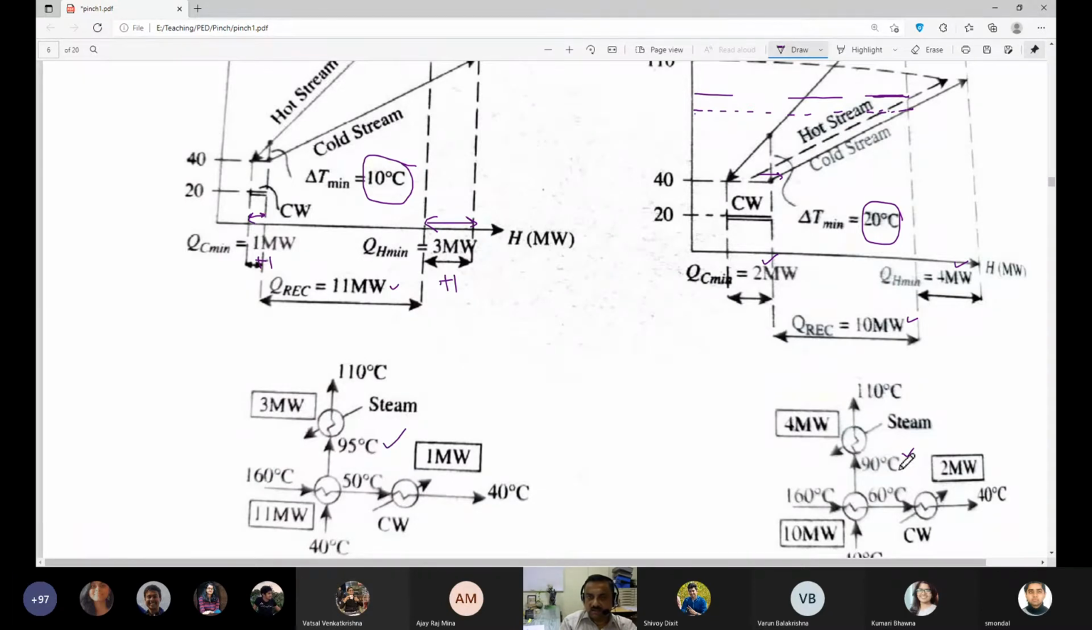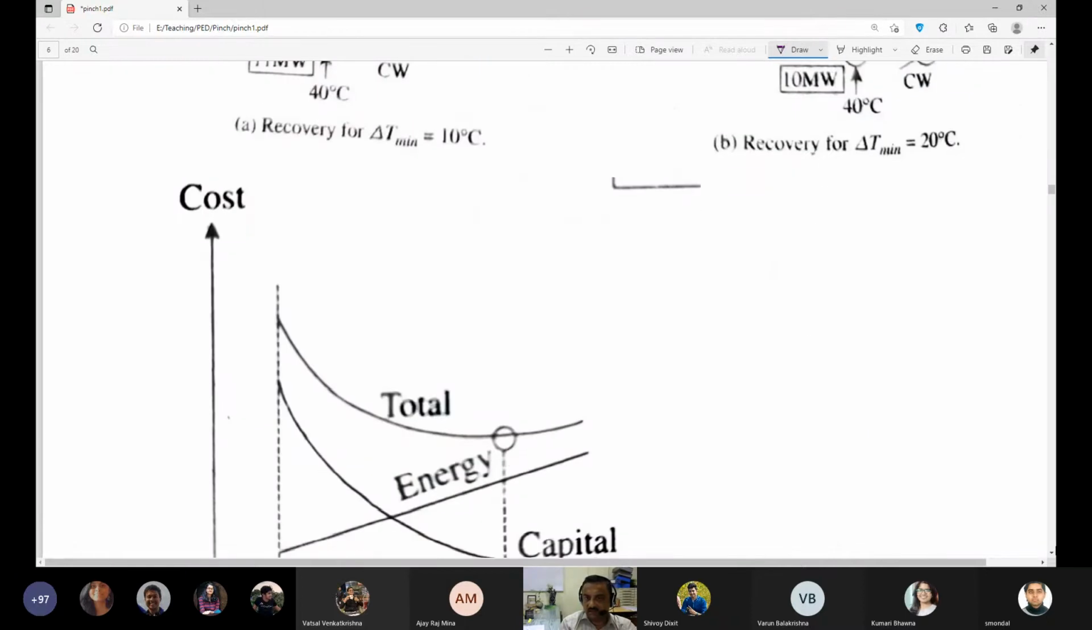Okay. And similarly, the cooling water requirement, because of this shift, you can see it is 50 degrees centigrade here, and it is 60 degrees centigrade. So these sort of changes will happen if you shift this line horizontally. So you can increase delta T mean, but your utility requirements will increase and recovered heat will decrease.